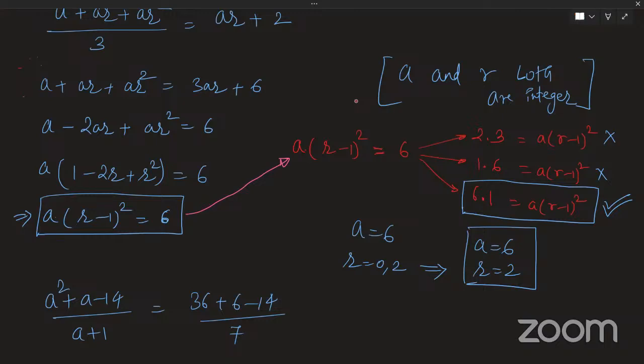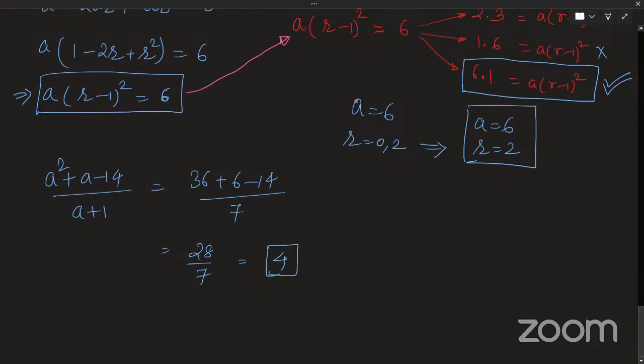Why would you do that? Okay, no worries. So from there also your answer should have arrived. So see, it is r minus 1 square is 6 by a. Fine. Okay, you were thinking something like this.